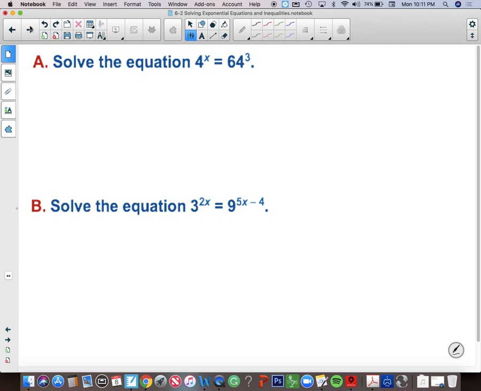Okay, so let's try one more on our own, and then we will jump ahead here. So let's do B. So solve the equation there. See if we can get that one down. So please pause the video again, give the students 2 or 3 minutes, and then resume the example.